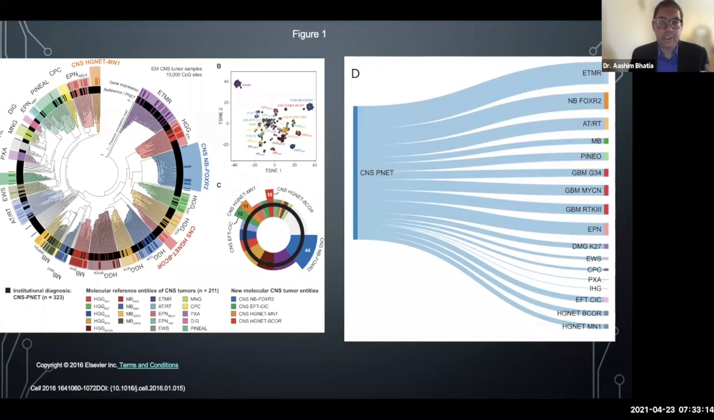So you can see the challenge: every time there's a new classification system, some tumors are removed, some are added, and it's up to us to be on top of this, to look at the imaging, to come up with imaging findings that are consistent with these tumors. So it keeps us definitely on our toes for sure.